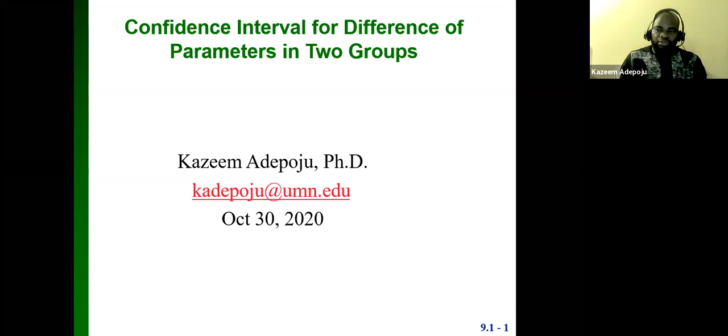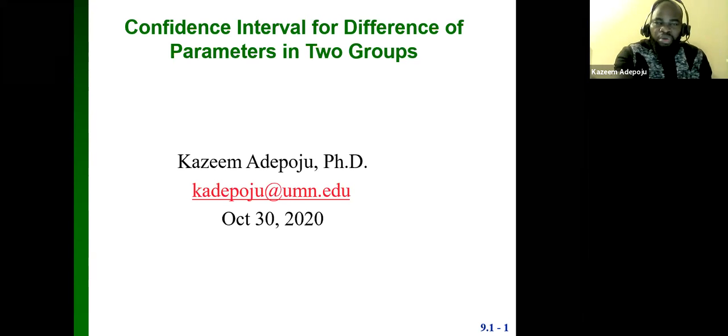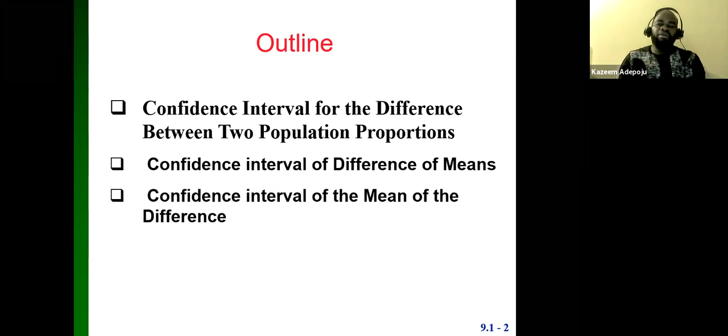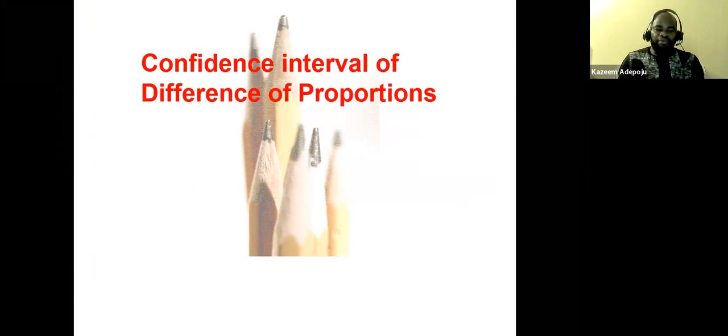And the focus of today will be on two groups. Okay, so in the outline today, I'm going to be talking about the confidence interval for the difference between two population proportions, the confidence interval of the difference of means, and lastly, I'm going to focus on the confidence interval of the mean of the difference. Okay, so first, I'm going to start with the confidence interval of difference of proportions.